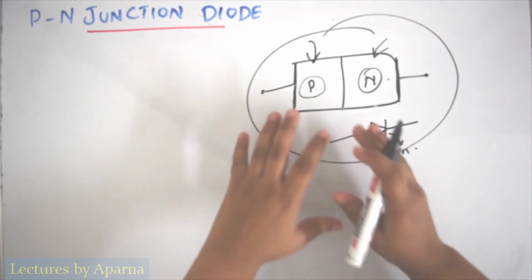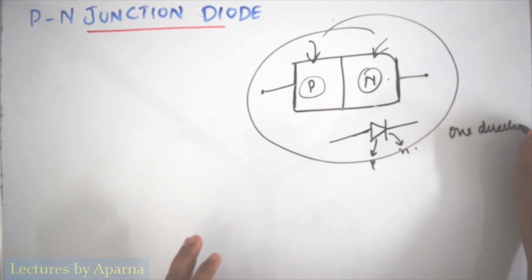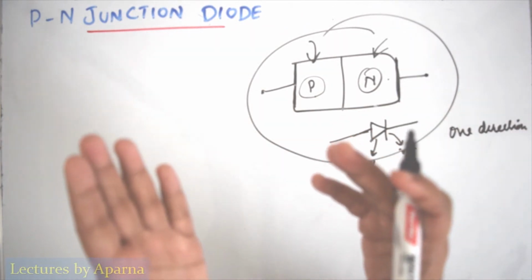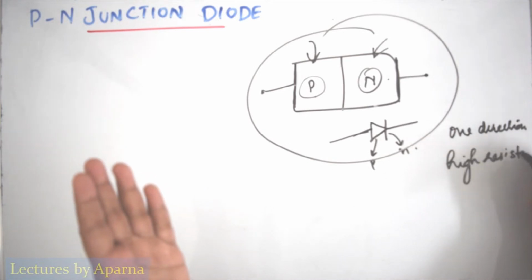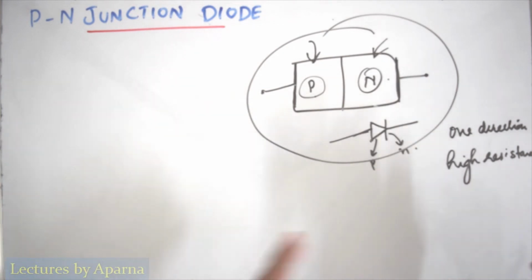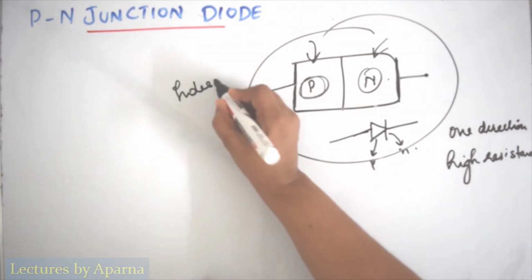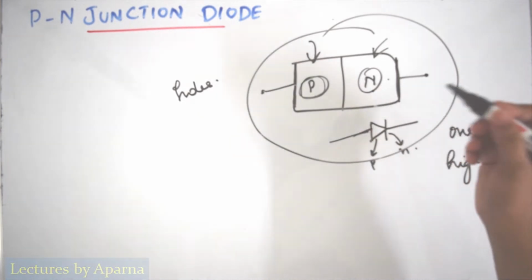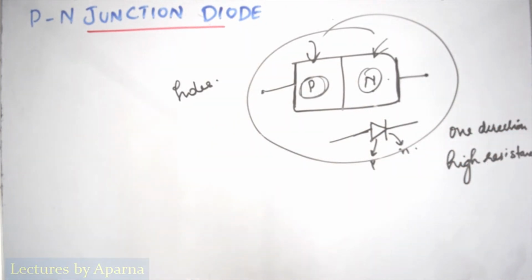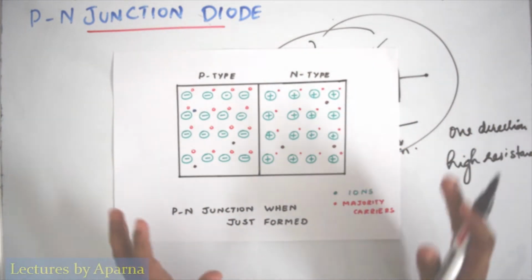Now, a PN junction conducts current only in one direction. In the reverse direction, it will offer a very high resistance value. So the current flows only in one direction. In the P-type region, holes will be the majority carriers, and in the N-type region, electrons will be the majority carriers. So this is how a PN junction, just when it is formed, looks like.